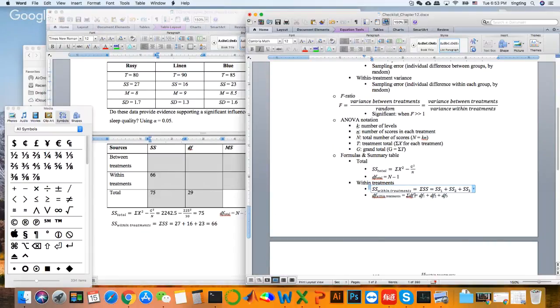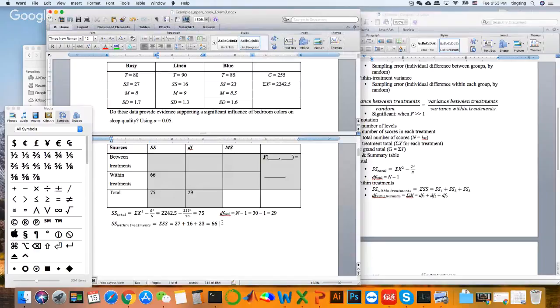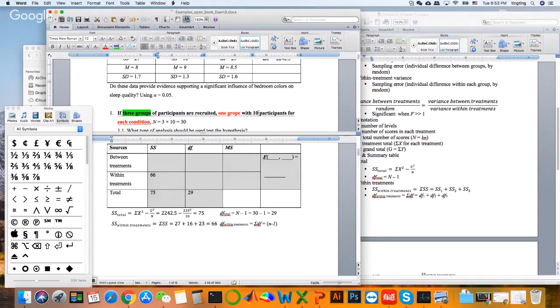And its df equals the sigma of the df in each condition. So for each condition, the df equals n minus 1 for each level, right? So here, the n is the number of subjects in each condition, which here n equals 10. A lowercase n means the sample size.